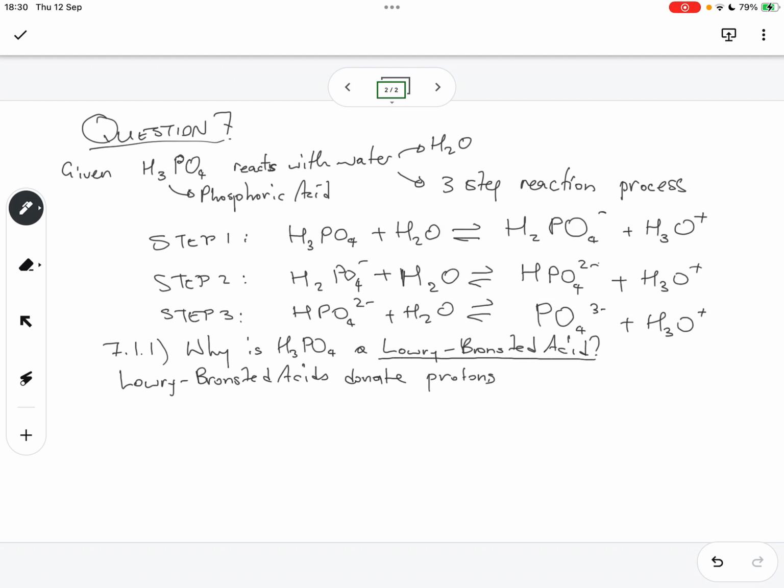And therefore, H3PO4 is a proton donor. Therefore, it is a Lowry-Bronsted acid. That's fantastic. Well done, eh? You did very well. So there, we create 2 marks, ne?